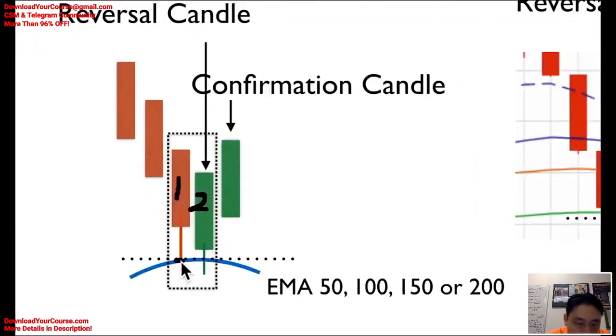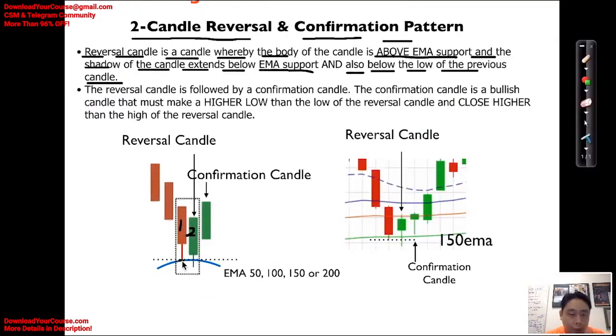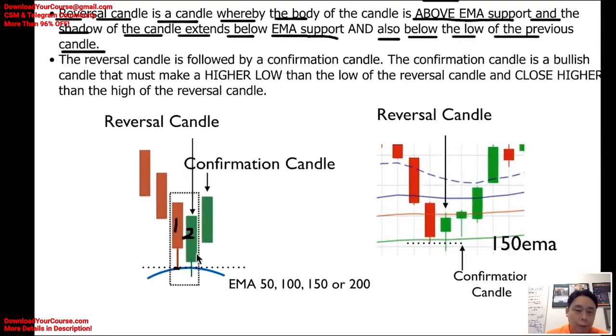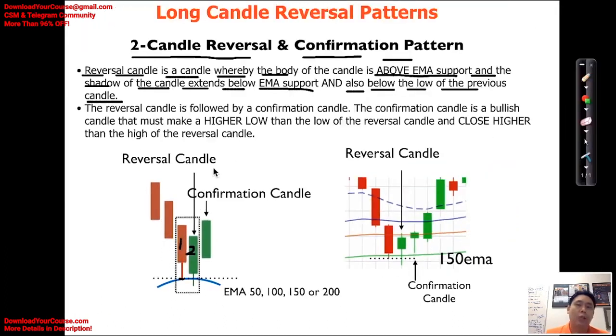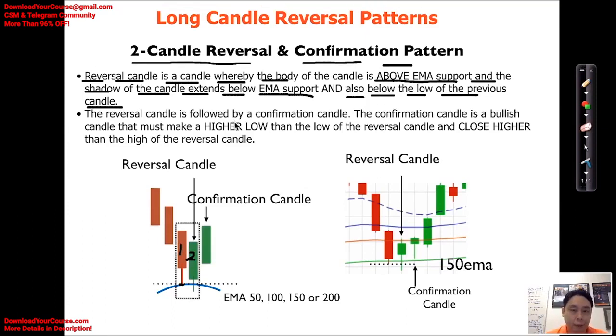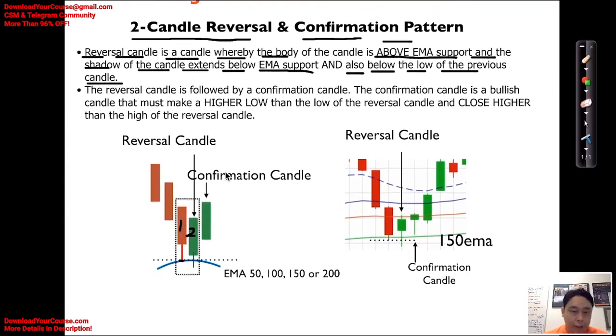That's the low of candle 1, which I will indicate with a dotted line. All right, so can you see that dotted line? That represents the low of the previous candle, or candle 1. Okay, so the lower shadow of the reversal candle has to cut that dotted line for it to be a valid pattern. So let me repeat what I just said.